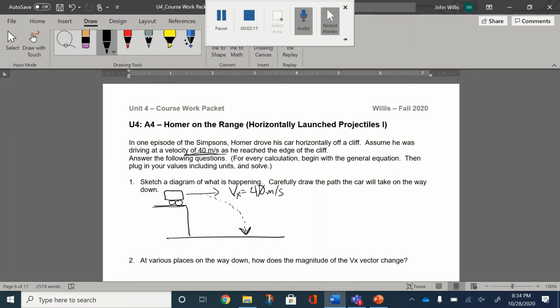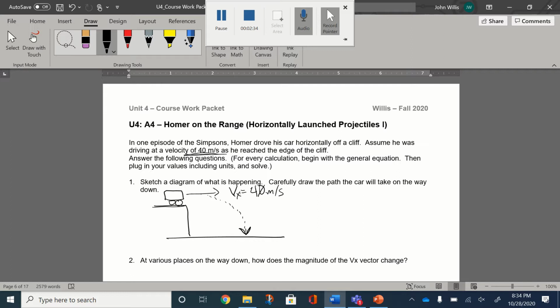Whether I am rolling an object off the edge of the lab table in the front of the classroom, or it's a car going over the edge of a cliff, or the Mythbusters fire a bullet from a gun that is sitting horizontally, like in the video that we watched at the start of this unit, they're all going to follow that exact same path.